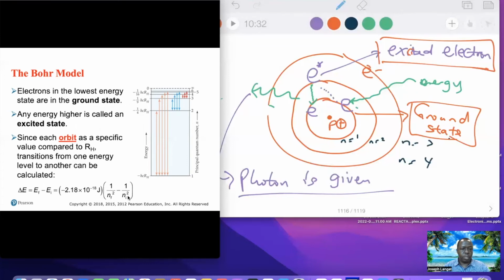This is the final, and this is the initial, where the electron is transitioning from one energy level to another. This is a constant, just like the Rydberg equation, that you need to remember is always negative. The change in energy between two orbits is given by negative 2.18 times 10 to negative 18, which is constant. Plug it into this equation to get the energy between two orbits.